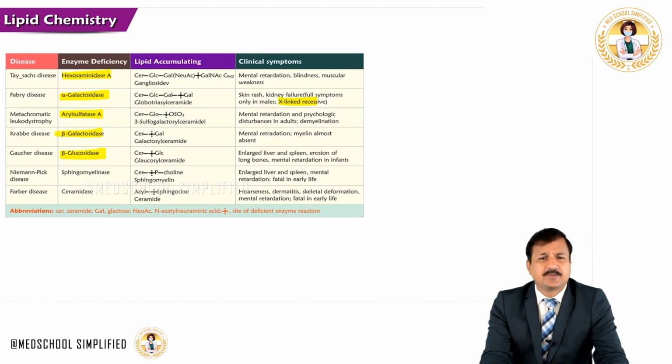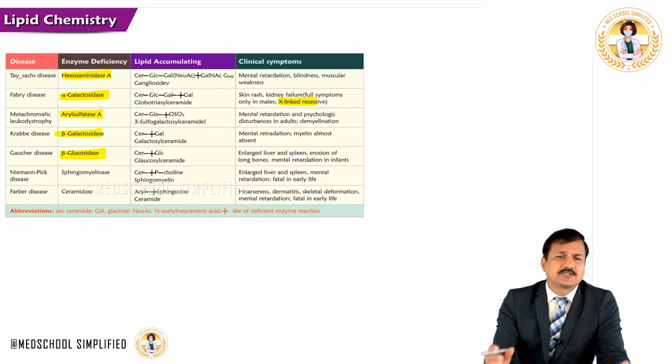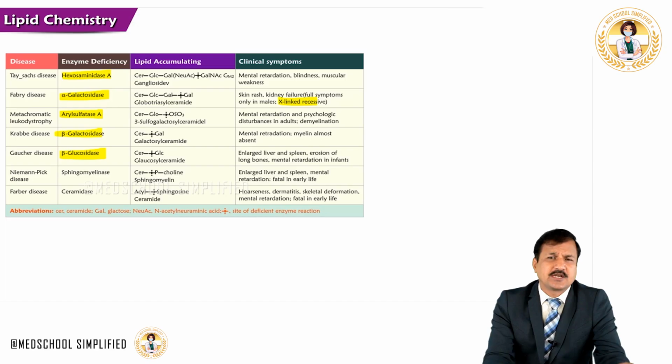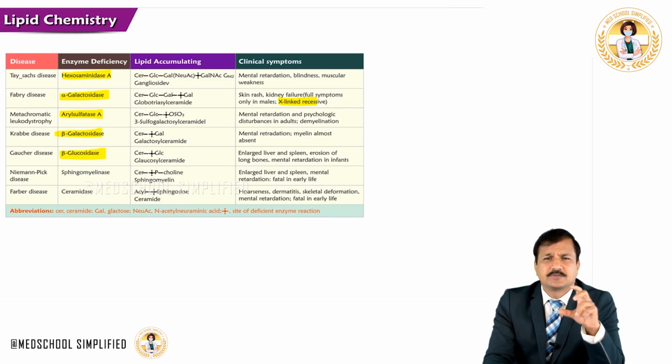Gaucher's disease is a deficiency of beta-glucosidase enzyme or beta-glucocerebrosidase enzyme. So glucosylceramide or glucocerebroside accumulates here because that beta bond which is attaching glucose with the ceramide is not broken down. Look at the kind of similarity between Krabbe disease and Gaucher's disease. It may confuse you later because Krabbe is for galactosylceramide, Gaucher's is for glucosylceramide.